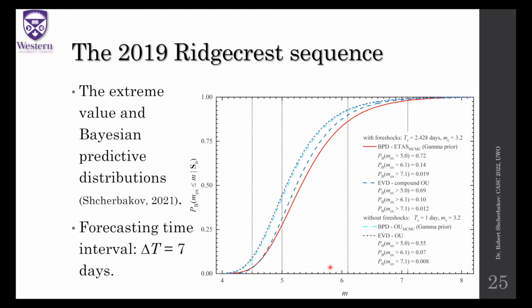And here's one example. The solid red line indicates the computation of that Bayesian predictive distribution. Here I used 2.4 days as the training time interval, and the forecasting time interval is 7 days. If I now want to compute from this red solid curve the probability of having an earthquake above magnitude 6.1, that gives me 14%. So I'm forecasting that with 14% there is a chance of an earthquake above magnitude 6.1.